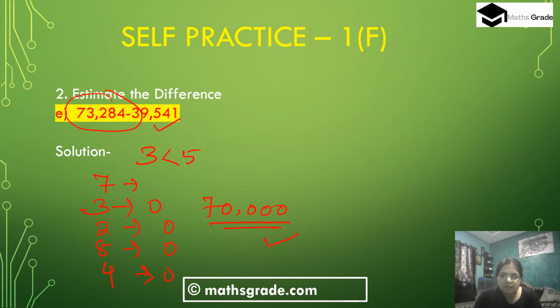Now 39,541. In 39,541, the 1000 place digit is 9, and 9 is more than 5. So just add 1 to the 10,000 place digit. Now 3 changes to 3 plus 1, that is 4. And this 1000 place digit changes to 0. The 100 place digit 5 changes to 0. The tens place digit 4 changes to 0. And the ones place digit 1 changes to 0. Now 39,541 rounded up to the nearest 10,000 is 40,000.